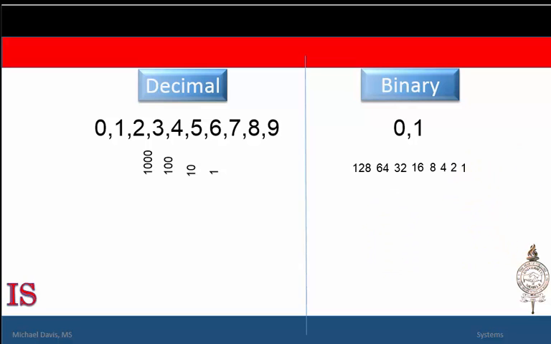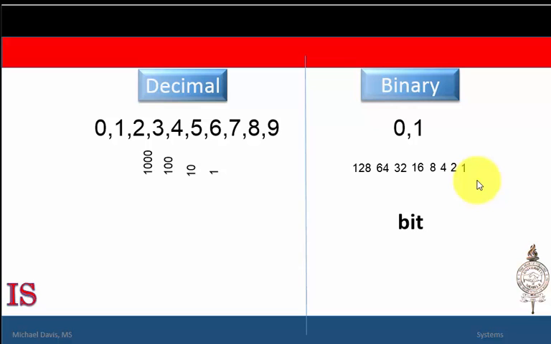As humans, we've grown up using the decimal system, probably because we were blessed with 10 fingers. However, that is not the only numbering system around. The binary system uses 2 digits, 0 and 1, as you can see here. The decimal system uses 0, 1, 2, 3, 4, 5, 6, 7, 8, and 9.